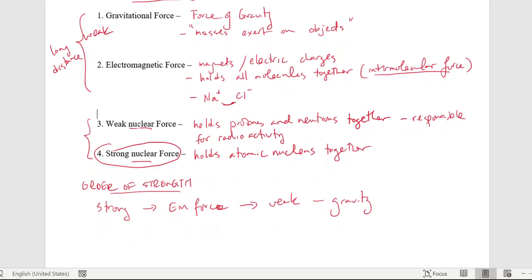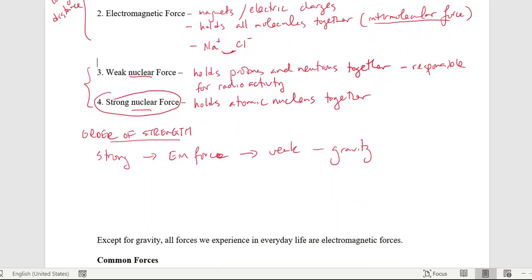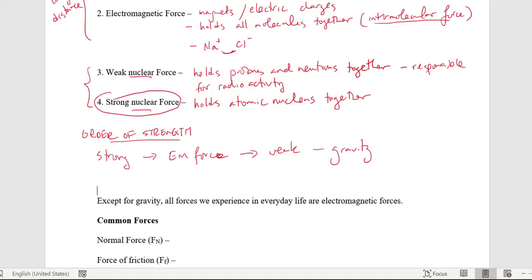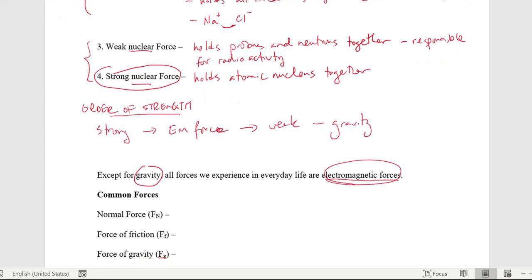Now, to be honest, except for gravity, which we will also look at, all the forces we experience in everyday life are electromagnetic forces. So if you think about somebody pushing you, you hitting something, right? All of these forces that you talk about, they're all electromagnetic forces. So in this course, we will look at gravity and all of these other forces. And that's it. We will not look at the weak or strong nuclear force. We'll talk about those in grade 12.